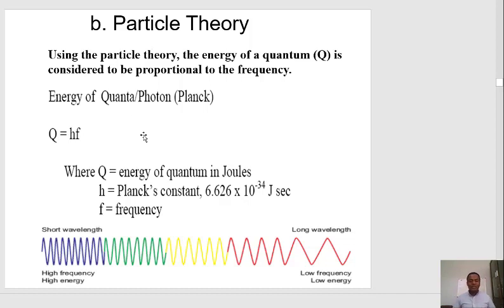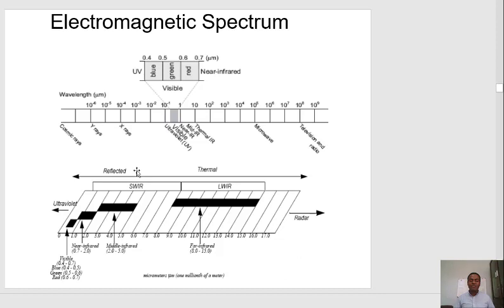Now let's have a look at the whole range of the electromagnetic spectrum, which ranges from cosmic ray, gamma ray, X-ray, ultraviolet, visible, near infrared, middle infrared, thermal infrared, microwave, television, and radio. These are longer wavelengths, these are shorter wavelengths. The energy associated with these ones is high and strong. The energy associated with longer wavelengths is very low energy, low frequency, but the wavelength is longer.